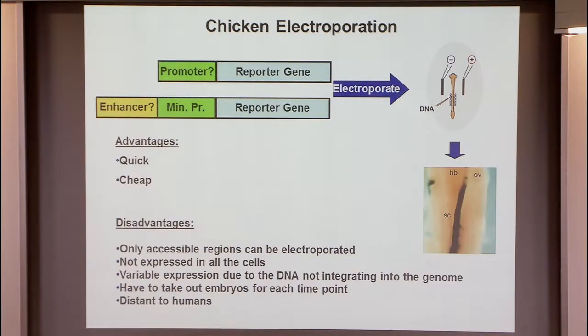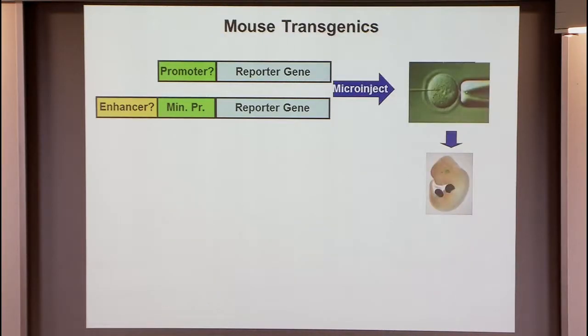Usually electroporation doesn't get into all the cells, so it's expressed in some cells, so you have variable expression. And you have to take out the embryos and look at them, and again, distant to humans. So probably one of the more commonly used ones is mice.